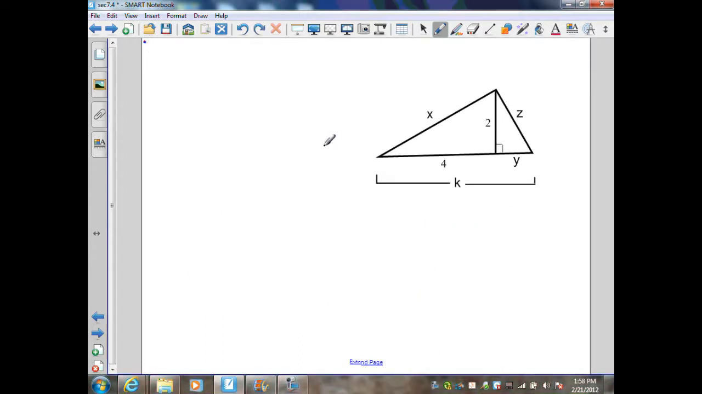On my next diagram, I have a right triangle. I have an altitude drawn to the hypotenuse of that right triangle. Again, we want to find the values of our variables, x, z, y, and here k. Let's start out by choosing a segment to solve for.